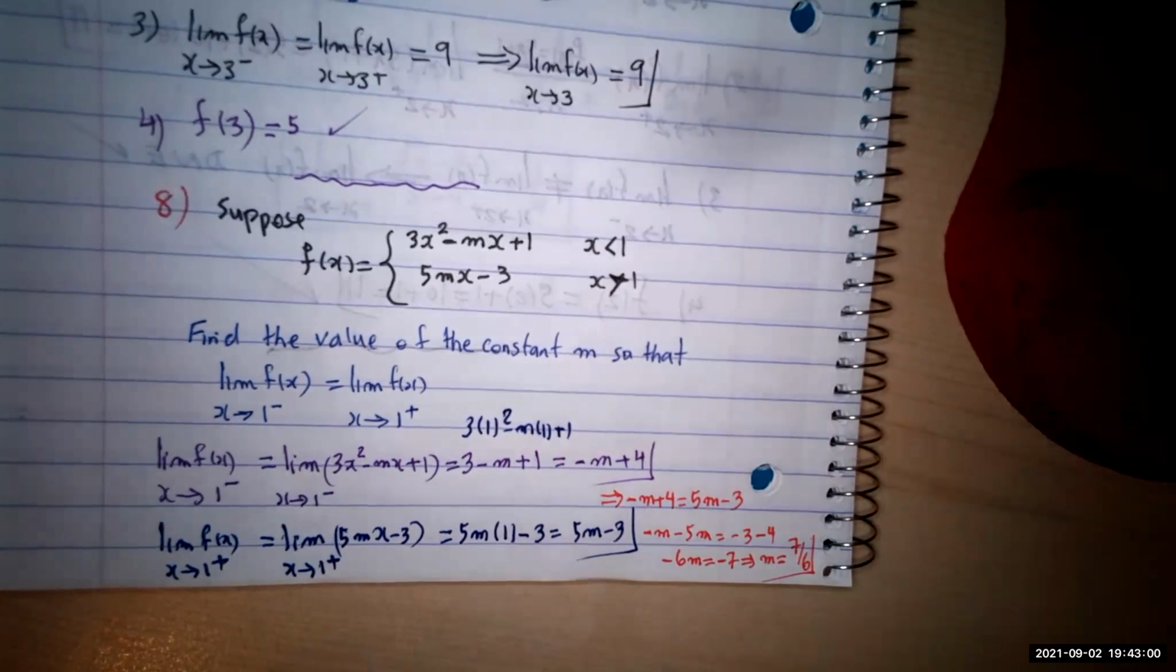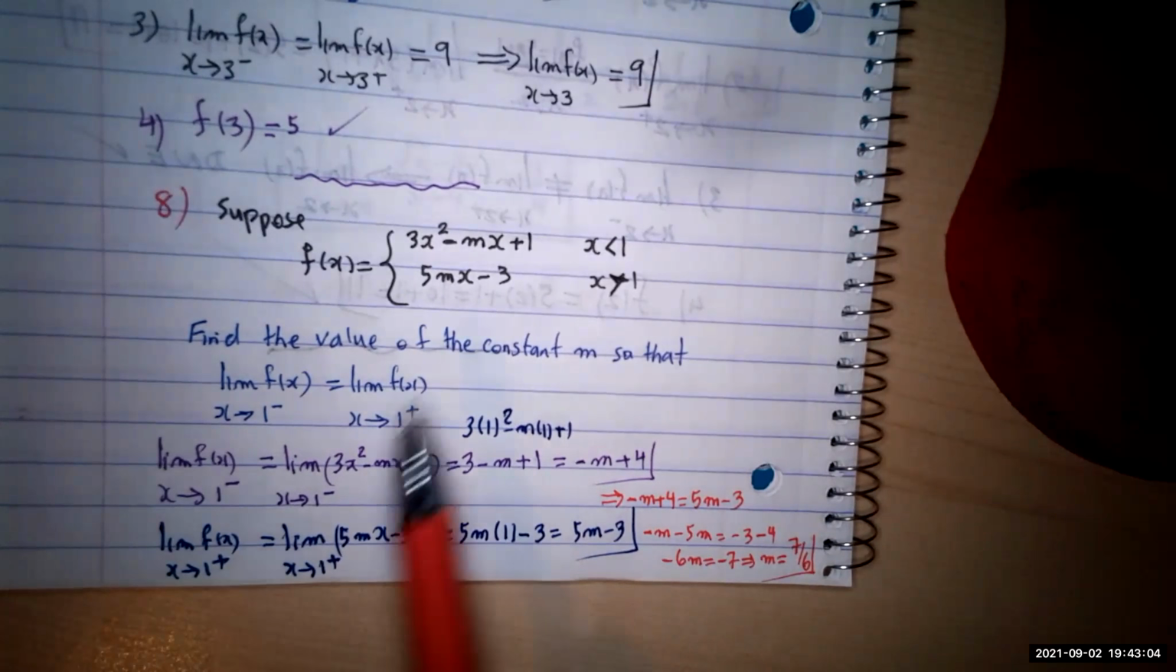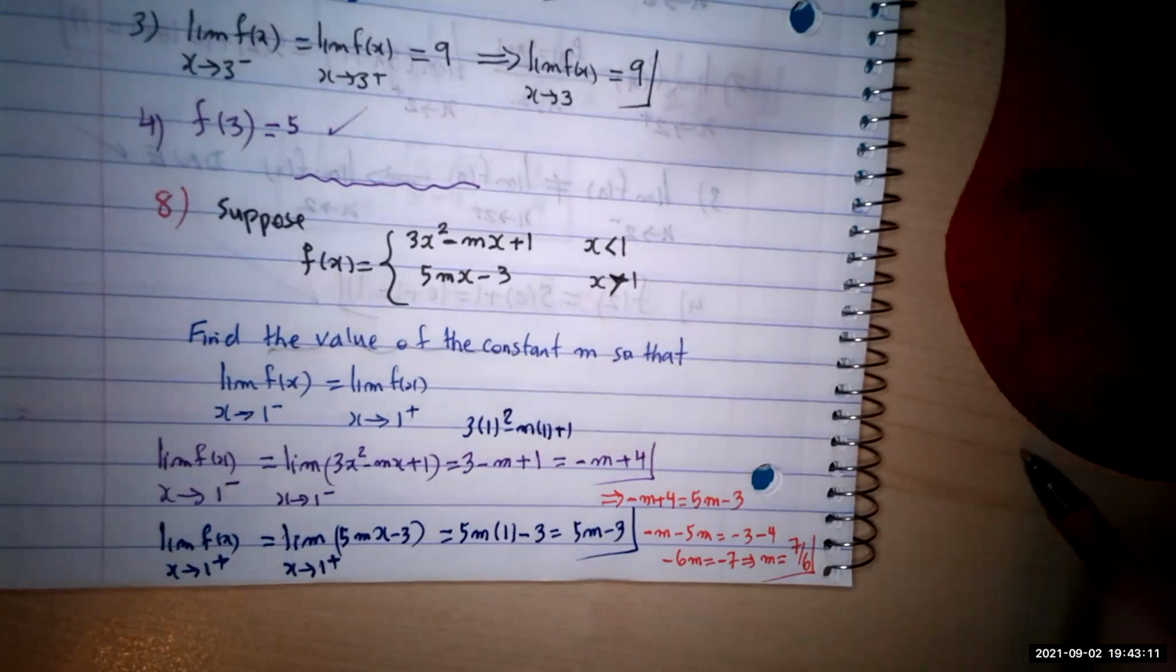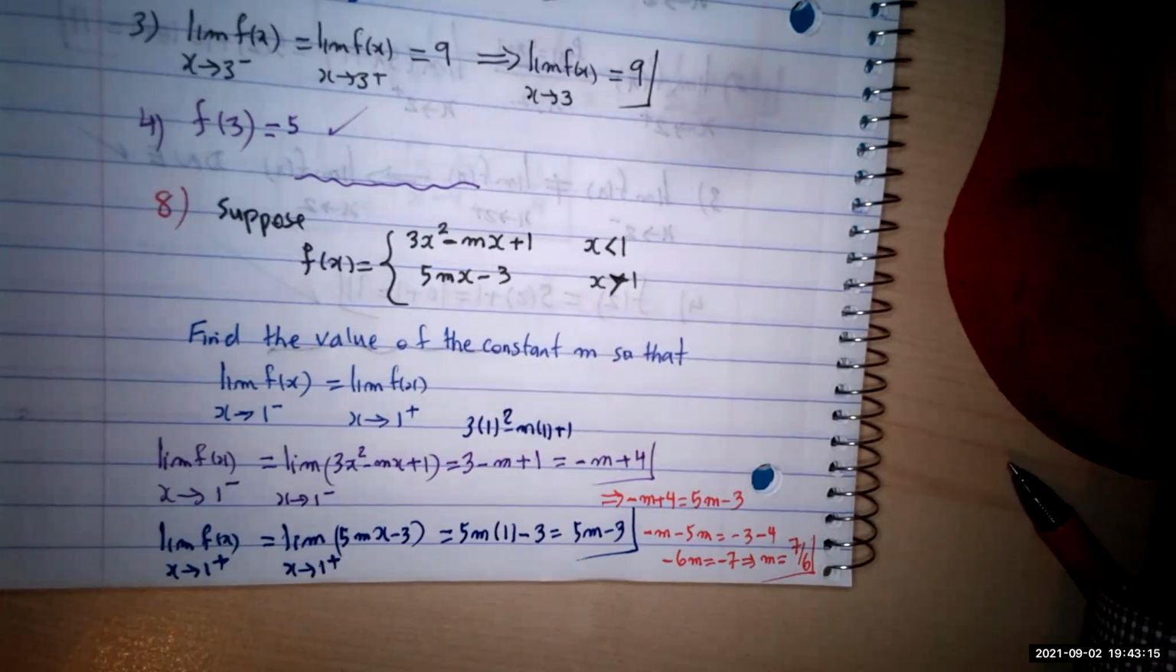That's it. So this means if you go back to the function and you replace the m by 7/6, and if you find the right and the left limits, both of them happen to be equal to each other. So you identify the values for each to get these numbers. So what is your question?